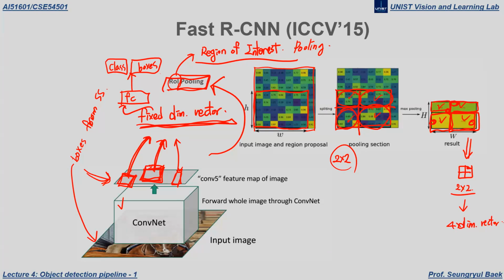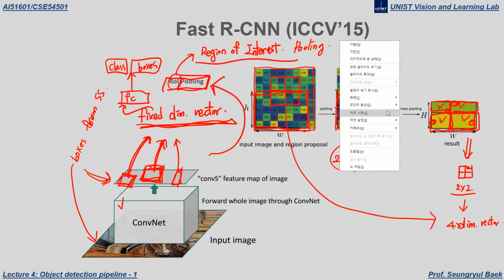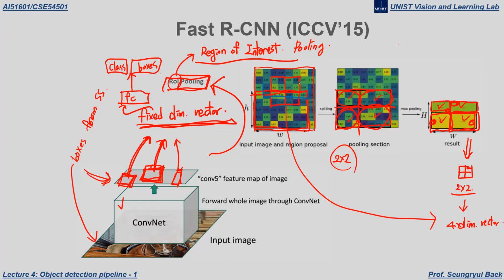So regardless of the width and height of the bounding box, we can do the same approach. For example, let's say this is another bounding box. Then we divide it into 2x2 like this, and can obtain a 4-dimensional vector, okay? And let's say there is another bounding box whose size is like this. Then we divide it like this, select the maximum values in each region and make a 4-dimensional vector, right? So this is ROI pooling.